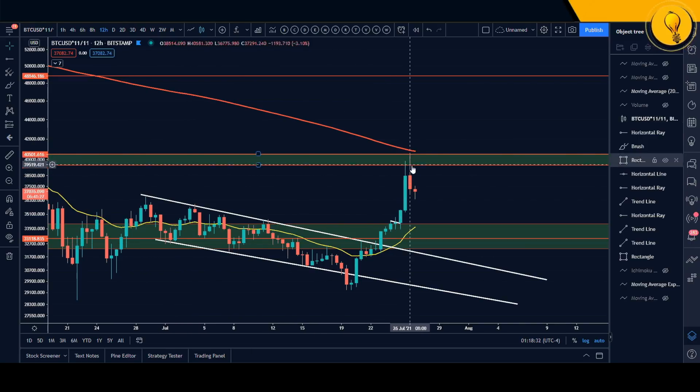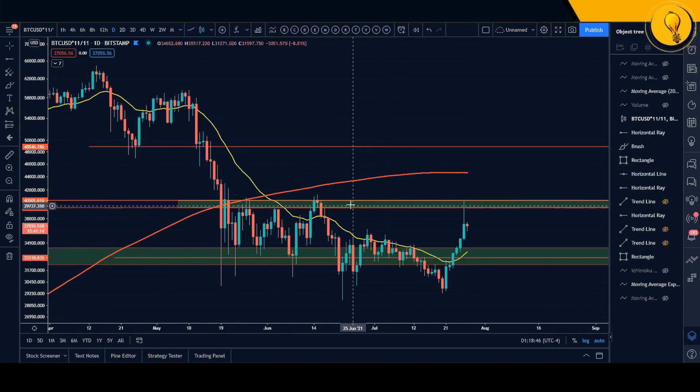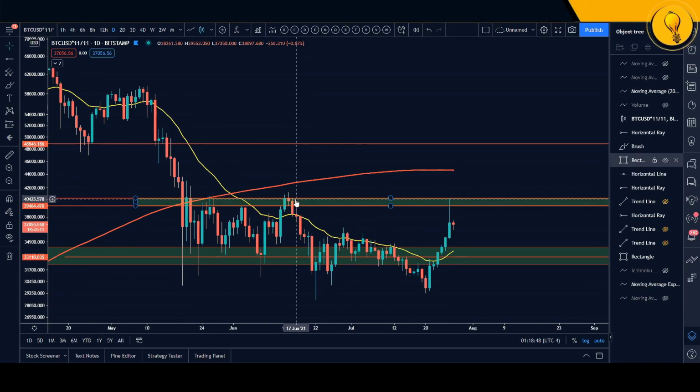overhead. Okay, so we saw a major rejection on that region, which was expected, considering we had the 200 simple moving average right there. We also had the green box territory, which, by the way, on the daily time frame, if I just get on over to that, was a region that I'd marked out for you guys yesterday, right?